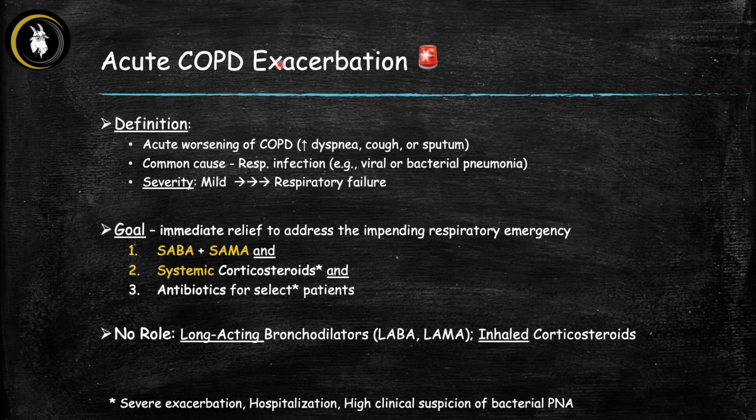So now let's talk about acute COPD exacerbation. An acute COPD exacerbation is an acute worsening of the patient's symptoms, so more shortness of breath, cough, and usually their sputum. It can be caused by allergies, but most of the time it's caused by a respiratory infection, so either a viral or bacterial pneumonia, and it can range in severity. So in many cases, the symptoms are mild and can be handled outpatient, but often they become pretty severe and can even cause respiratory distress or respiratory failure.